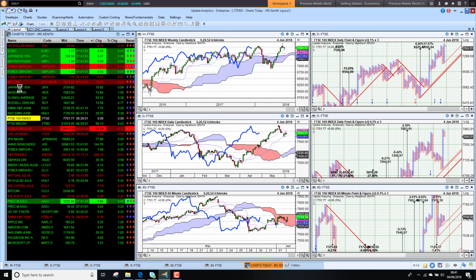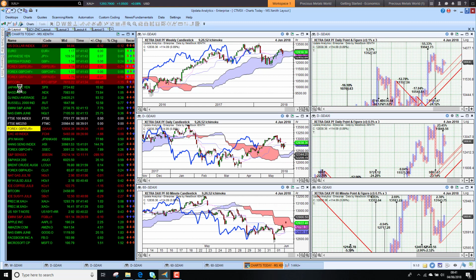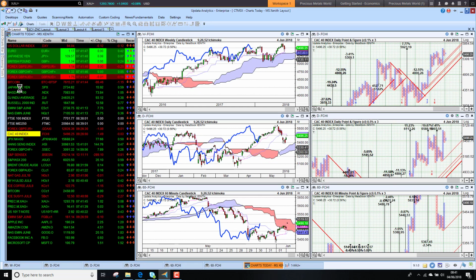UK market is up this morning, as we might expect, still short-term bearish, and the mid-caps market actually just looking a little bit better, just starting to head into short-term bullish territory. The German market is up just under 1%, and the CAC 40 is also just up 0.5%.